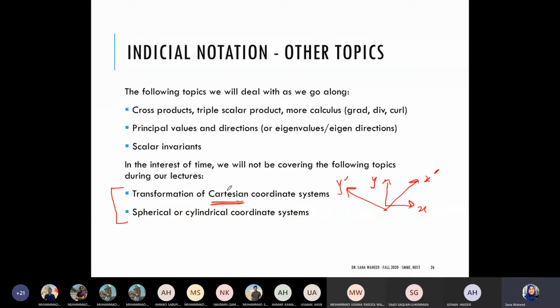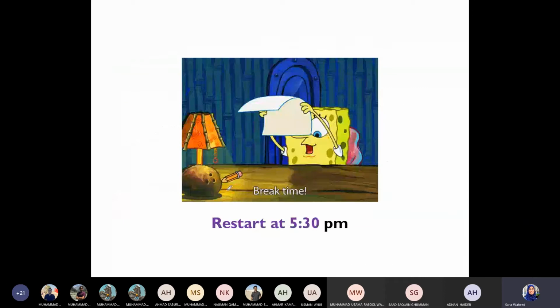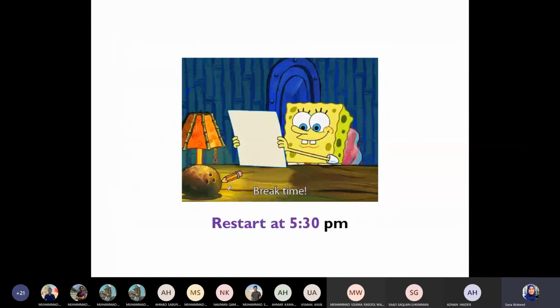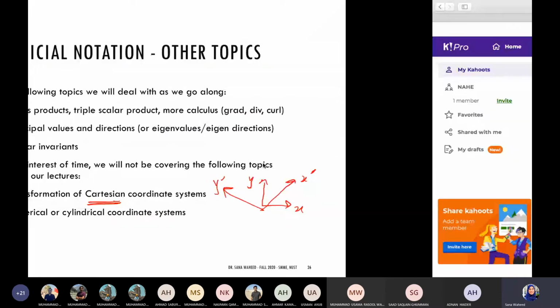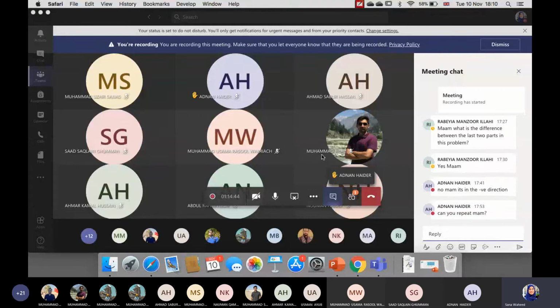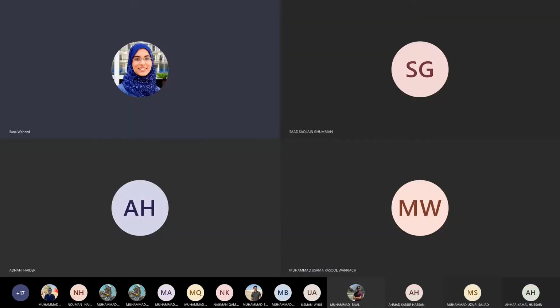Okay, so sorry, मैं समझी थी ये आधे घंटे तक हम मगरिब तक कर लेंगे. So this is the end of index notation, and now let's move to the जी अदनान, आप साथ साथ बताते जाएं जब तक मैं दूसरा स्लाइड्स खोल रही हूँ, प्लीज.